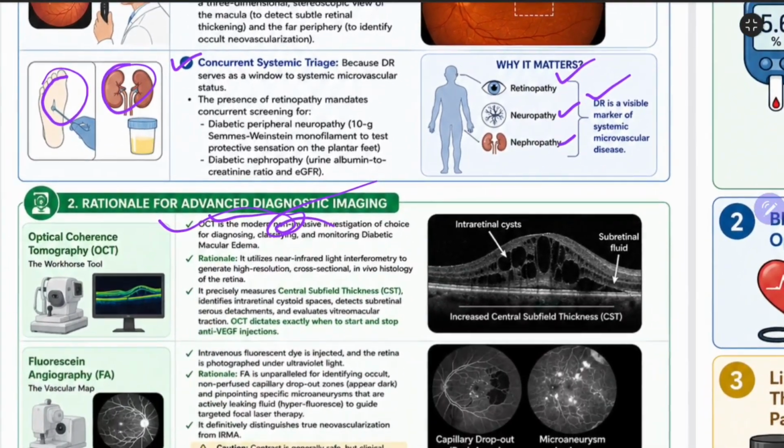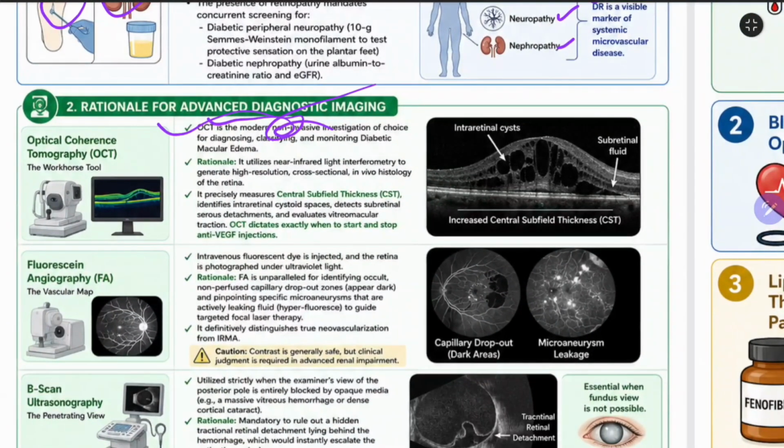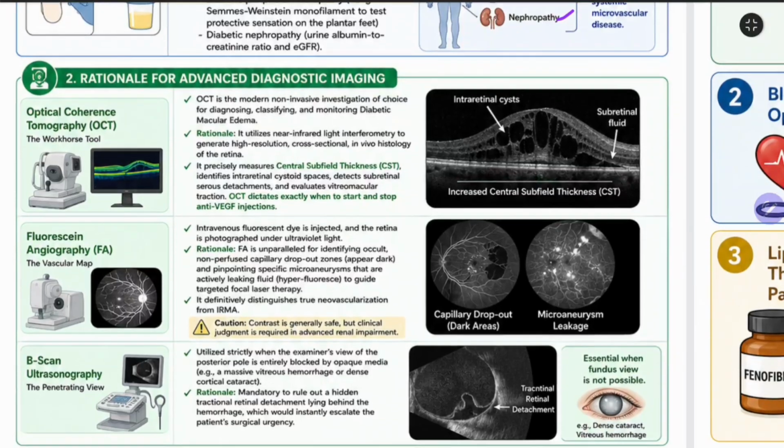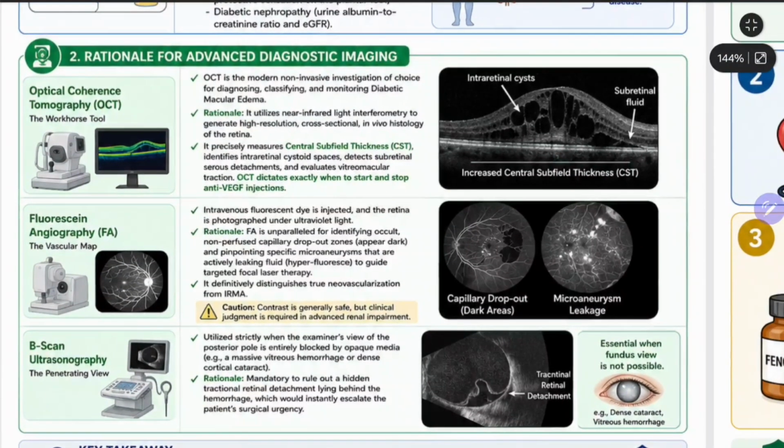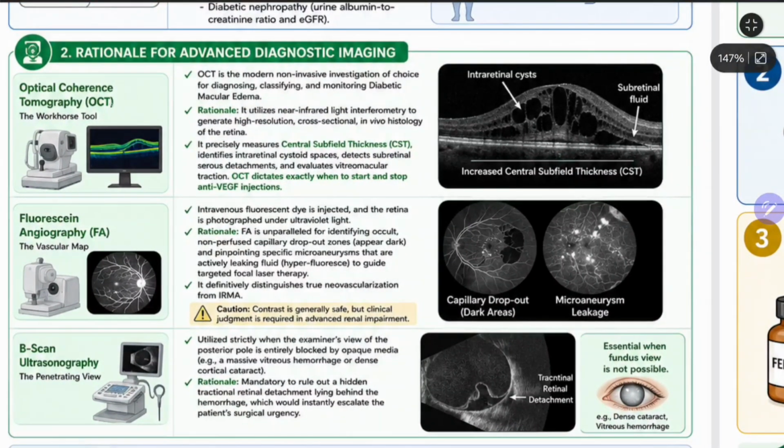Okay. Then advanced diagnostic imaging. That was for the comprehensive clinical examination. Advanced imaging are three things. Remember, what are the three things? OCT, optical coherence tomography, the workhorse tool. Fluorescein angiography, so we'll get vascular details by this. B scan ultrasonography, so penetrating view we will get by this. Okay, so which of these should be used when?